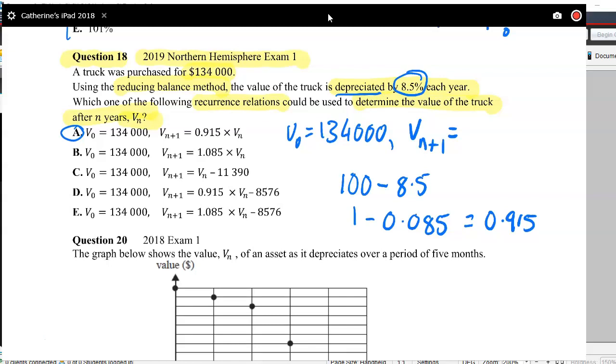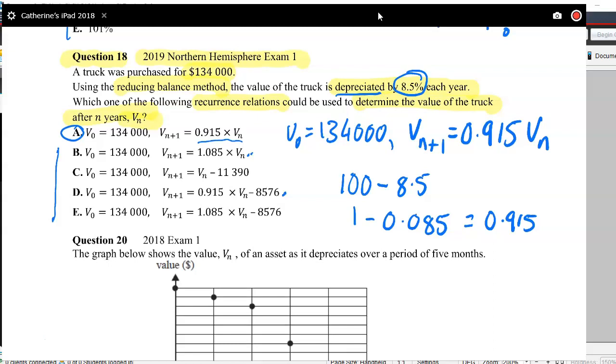Okay, so looking at the rest of these, what do you think some of the mistakes people made? I think a lot of people might have chosen that one without looking properly. Why is it not that one? We are only depreciating it by our depreciation rate. So that then takes off an extra $8,576 every year. We're only depreciating it by that much. So we've got to stick to what it is. Read those questions carefully.